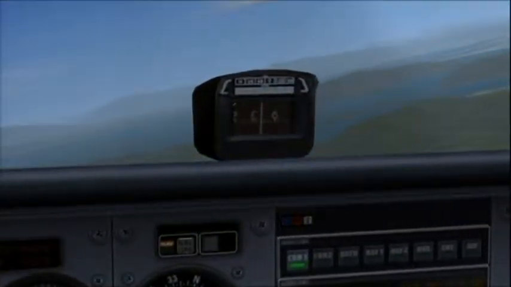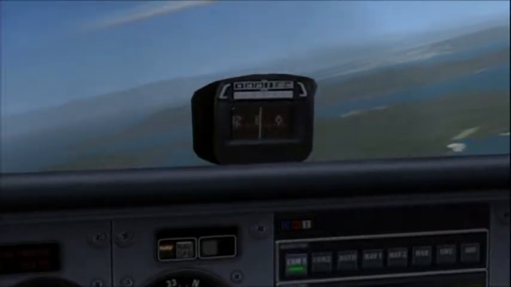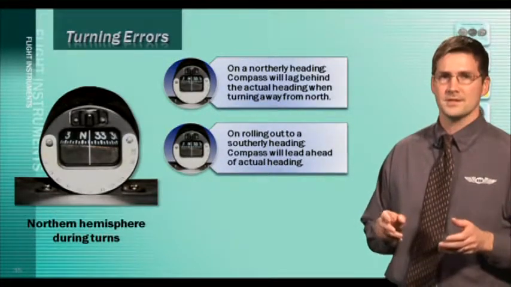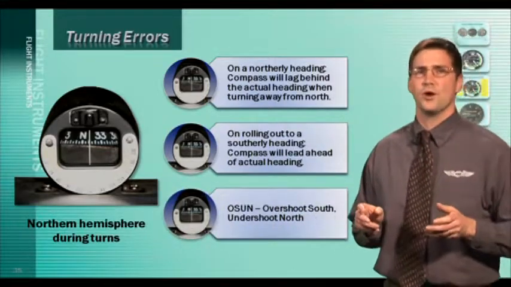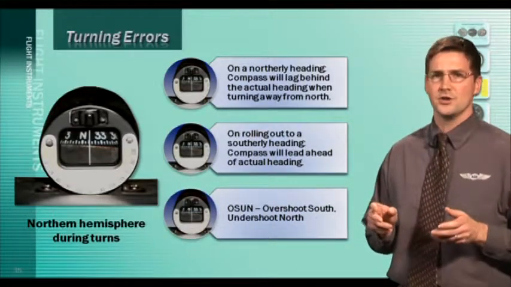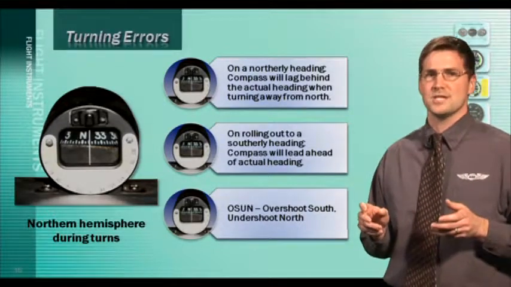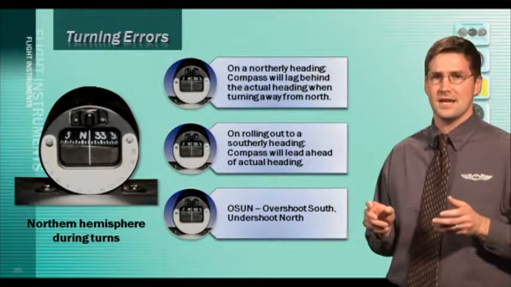But as you continue with the turn to the south, the compass starts to race ahead of that turn. In fact, to roll out on a southerly heading, you have to turn past the heading on the compass. Just remember this acronym, OSIN, which stands for overshoot south, undershoot north. Now in the mid-latitudes, maybe as much as 30 degrees is reasonable for overshooting or undershooting when turning to a north or a south heading.